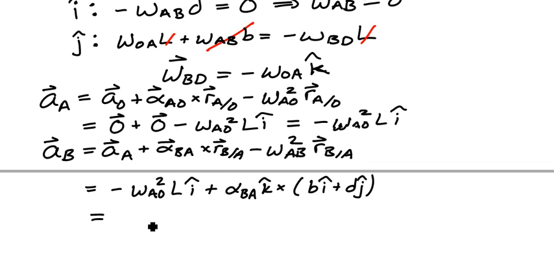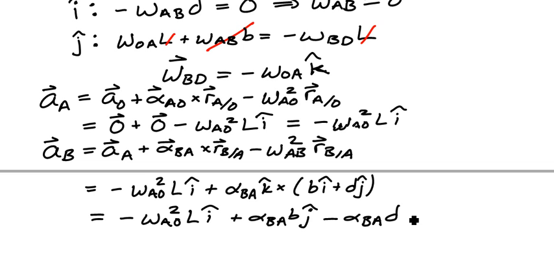So if I go ahead and expand the right-hand side, we'll have that the acceleration of point B is minus omega AO quantity squared times L in the I. K cross I gives me J, so I'll have plus alpha BA times b in the J. And then K cross J gives me minus I, so I'll have minus alpha BA times d in the I direction.